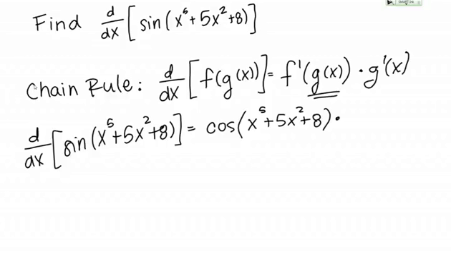And then I multiply that by the derivative of the inner function. My inner function in this case is this polynomial, x to the fifth plus 5x squared plus 8. So the derivative of that is 5x to the fourth plus 10x. Alright, so this is my derivative using the chain rule.